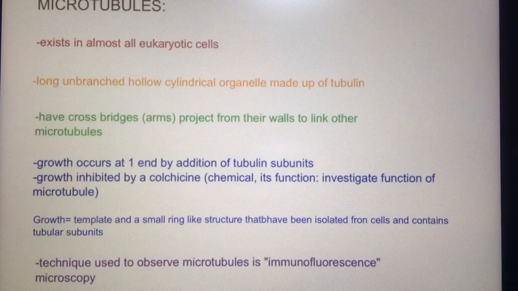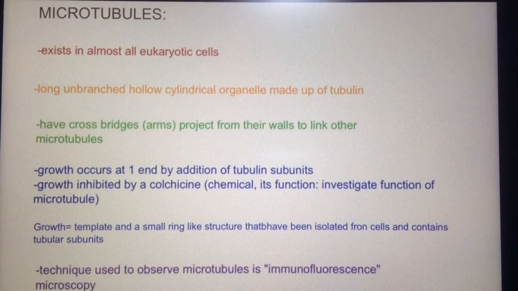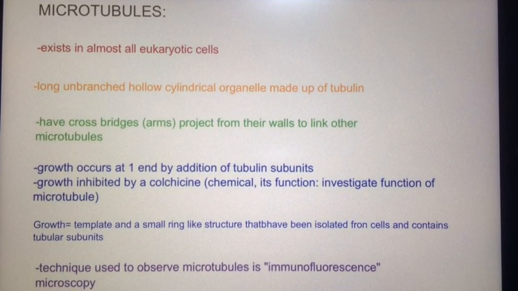Okay, so now I'll continue on to microtubules. Generally, microtubules exist in almost all eukaryotic cells. They are made up of helically arranged globular subunits, which are known as tubulin. Structurally, it's a long, unbranched, hollow, cylindrical organelle. From their walls, they may have cross bridges, like arms, in order for them to link to adjacent microtubules. Microtubules also experience growth, and they grow at one end by the addition of tubulin subunits.